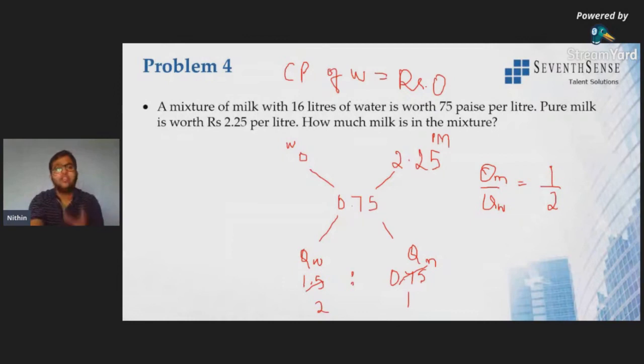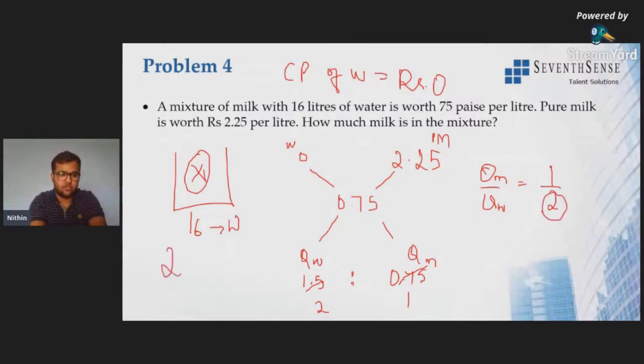Now this is the question. What are they telling? In the mixture, the mixture might be x units. In the mixture 16 liters itself is water. So we know the quantity of the water. Quantity of water is 2 units, which is 16 liters. If 16 liters is 2 units, we want to know what is milk. Milk is 1 unit. So what is 1 unit? If 2 units is 16 liters, 1 unit will be 8 liters. So the answer will be 8 liters of milk in the mixture.